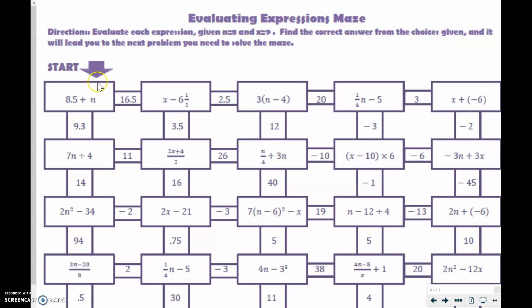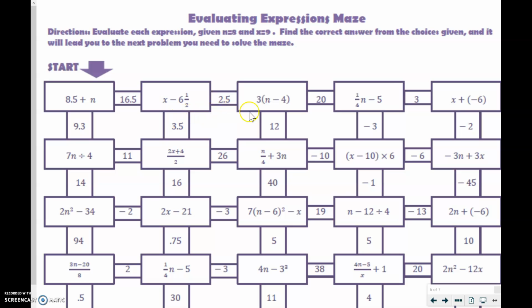So just as an example, okay, let's say I solve this first problem and my answer is 9.3. If that's my answer, then I'm going to go down to this problem right here. But if my answer is 16.5, I'm going to go to the right and be at this problem, okay? So just be very careful where you end up next, okay?